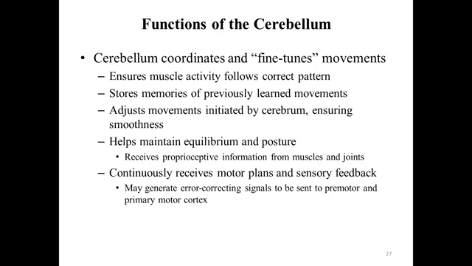The cerebellum receives motor plans and sensory feedback that enable the cerebellum to check if the motor plan was carried out correctly. If the action was different from what was intended, the cerebellum generates an error-correcting signal that is transmitted to both the premotor and primary motor cortices, which then issue signals to motor neurons to correct the action.